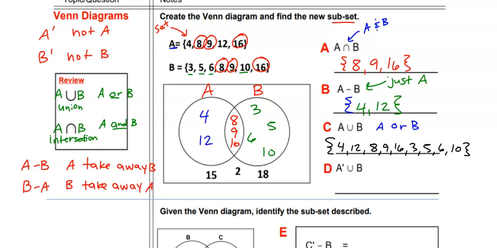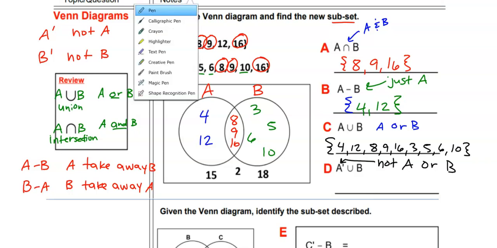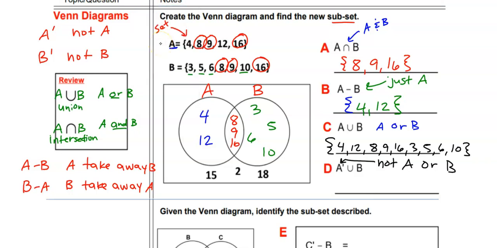All right, and then the last one here, this is probably as complex as we get on this example. This means not A, or it's in B. Not A, or it's in B. So I'm going to start by highlighting everything that's not in A. So everything that's not in A would be all of this. Okay? Or it's in B.